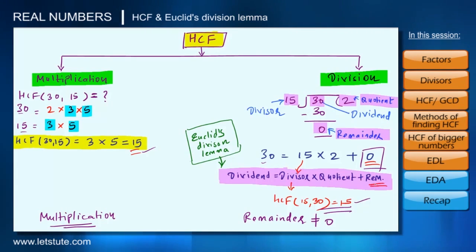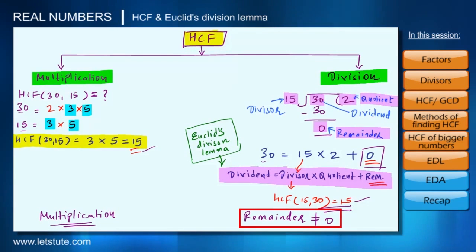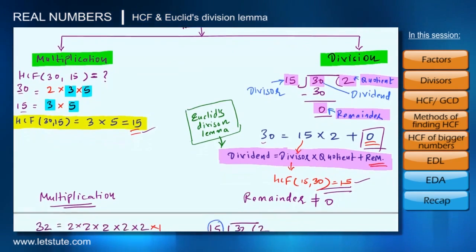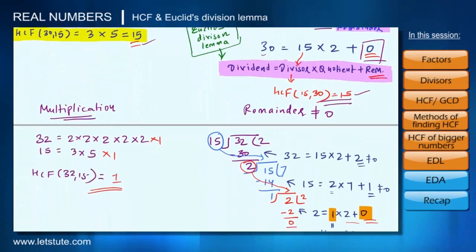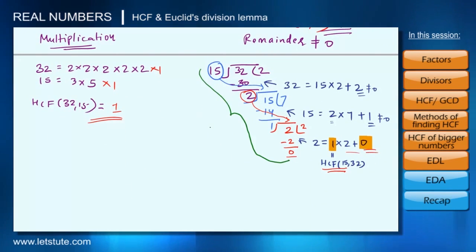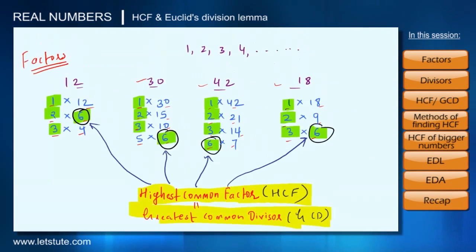And he proved that in this lemma, if the remainder is 0, the divisor will be the highest common factor, and if remainder is not equal to 0, we will use this lemma until we get remainder equal to 0. And the process where we apply this lemma to get remainder equal to 0 is called Euclid's division algorithm. So that's all for now. Let's go back and check what all we have learned in this session.